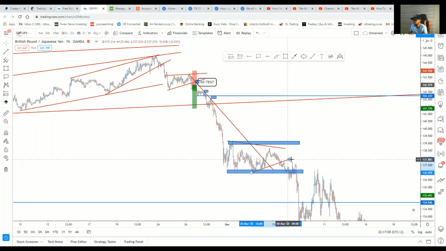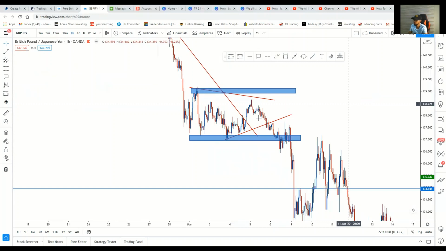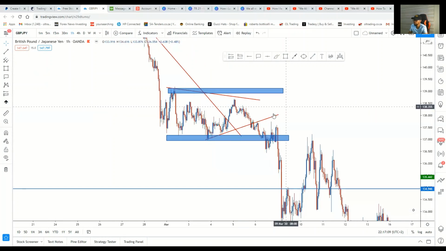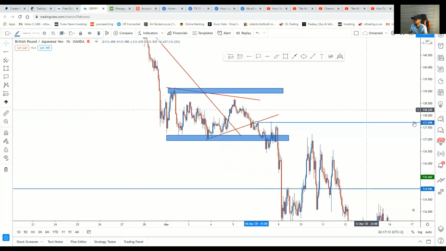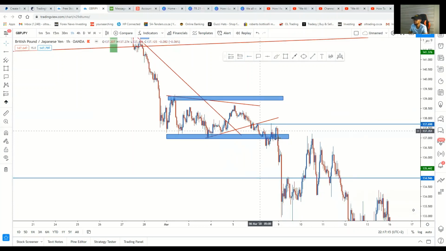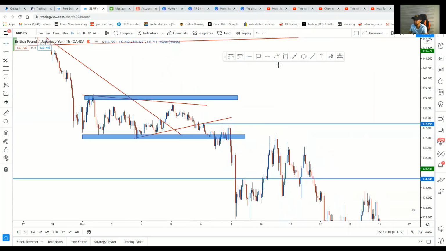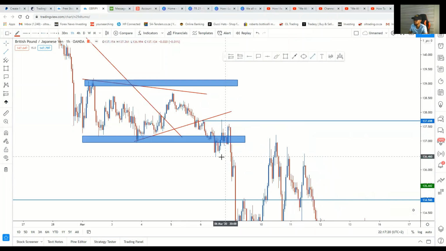Because look at what is happening here. It broke, came back to retest, went down again. Look at this retest exactly. You see, there's just a spike and came back. You see, so we have another entry here at the support.